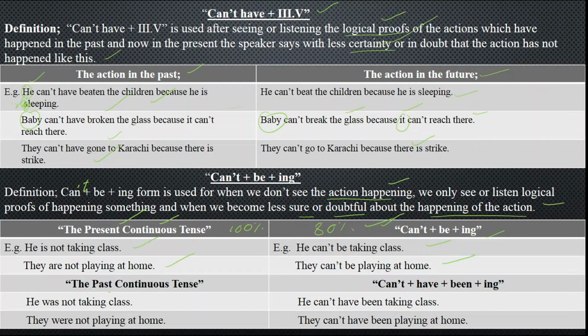And after that it can be used in past, like he was not taking class. In past it is sure that he was not taking. In past he can't have been taking class, then it is the past of the same can't be plus ing form. And they were not playing at home, it is sure, but they can't have been playing at home, this is not sure, as 80%.